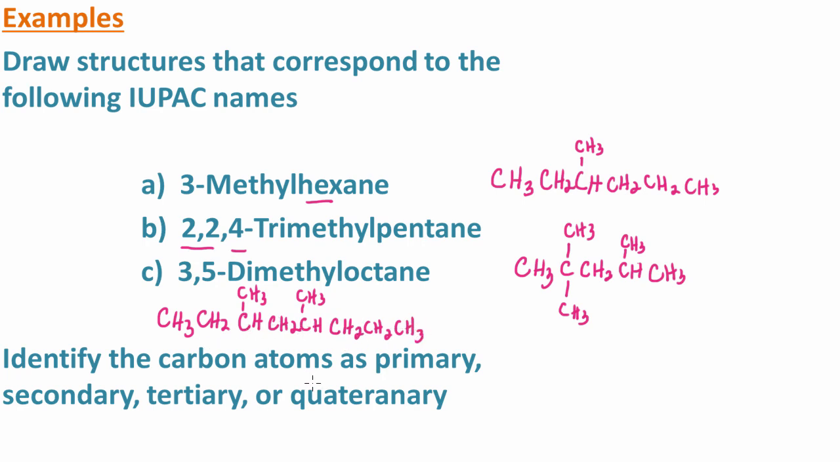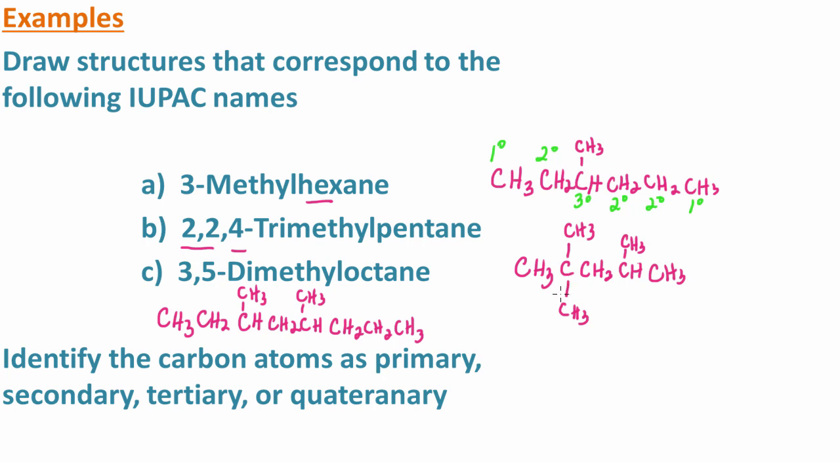Okay, now they want us to identify the carbons as primary, secondary, tertiary, or quaternary. So let's take a look here. Here we have a carbon. It's bonded to one other carbon. This is primary. This carbon here is bonded to two other carbons. It is secondary. This carbon here is bonded to 1, 2, 3. So this carbon here is tertiary. And then, of course, this is secondary, secondary, and primary.